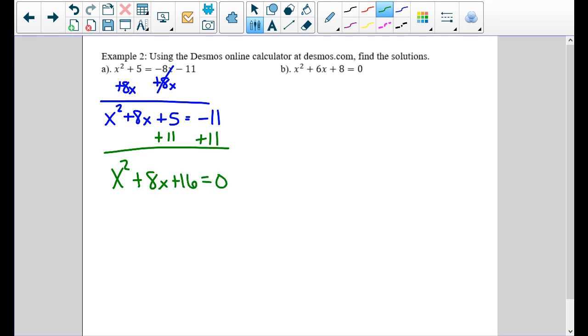Now I'm going to plug that in Desmos. So go ahead, take a minute, plug this into Desmos, see what you get in your answer, and then double check your answer with what I have here. And then same thing in letter B. Plug it in, get your solution, pause the video, check your answers here with mine.